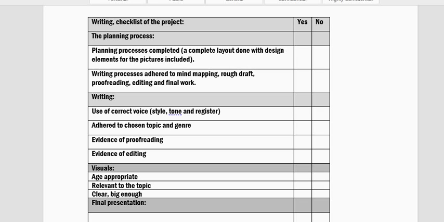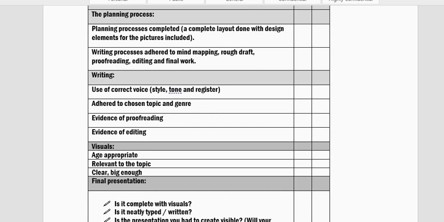Writing processes: I did a mind map, a rough draft, proofreading, editing, and a final work. I, for example, would split this. I will have one requirement for mind mapping, rough draft, proofreading, editing, and final work. You can manage it the way you see fit. So alter this, change this to fit your needs and challenges.